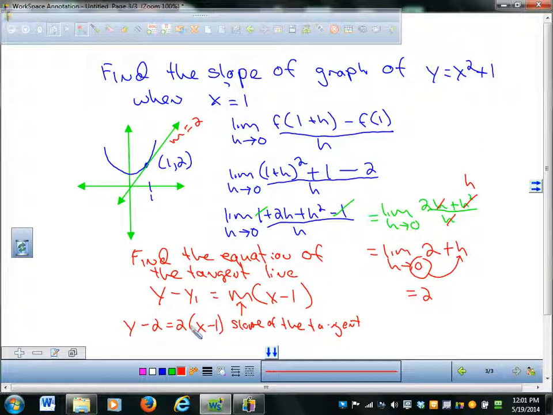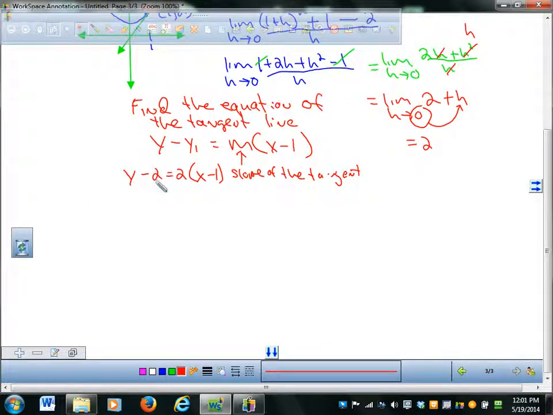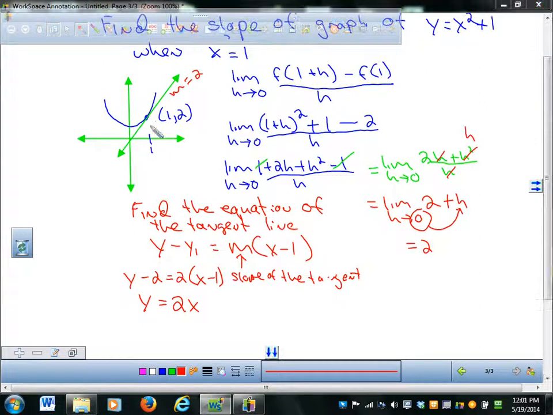And this is fine to leave it like this in point slope form. But if I did want to get a better picture of what that looks like, I could put it into slope intercept form, which is just plain old y equals 2x, right? Because I distribute this, I get minus 2, add, you get y equals 2x. And if you can see in my picture up here, I drew that pretty accurately, right? That looks like y equals 2x. So this line exactly touches this curve at one point, and the slope of that curve is 2.